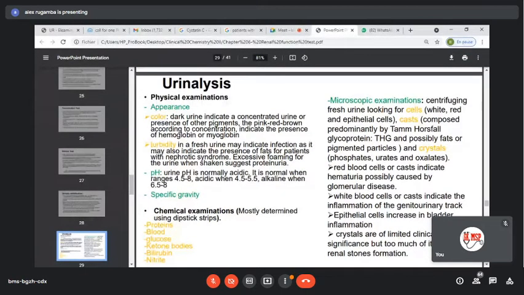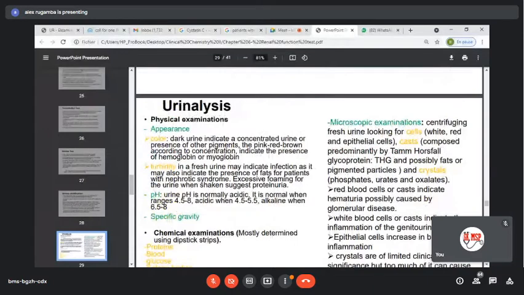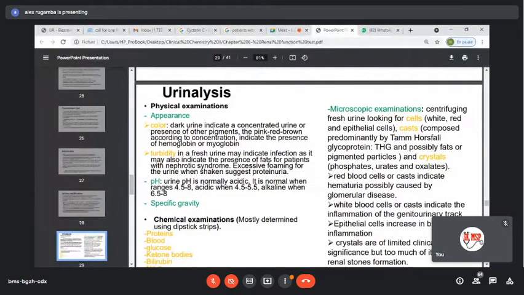After that, there is also microscopic examination. The urine is centrifuged, then after centrifugation the pellet is collected, and you analyze the pellet under the microscope. You may find crystals like phosphate, urate, and oxalate. You may also find red blood cells. The presence of red blood cells in the urine is called hematuria.